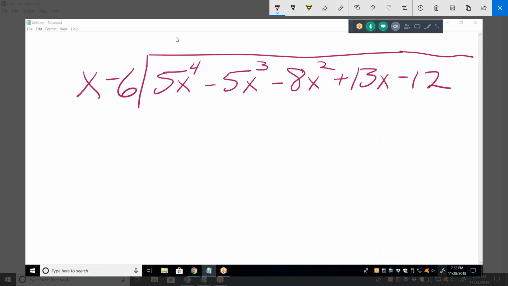No. What you're doing is dividing this term by that. Always the first term divided by x. That's all it is. Real simple. What's 5x to the 4th divided by x? 5x to the 3rd.